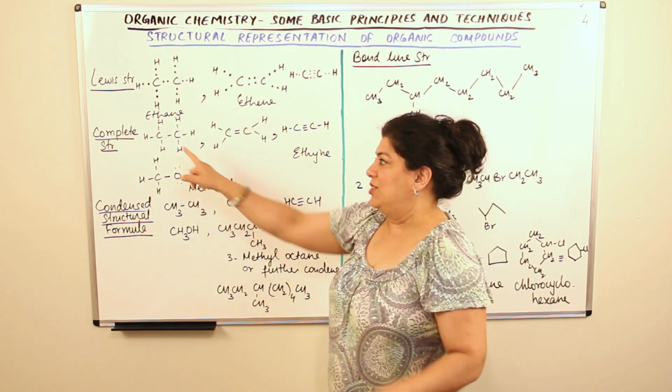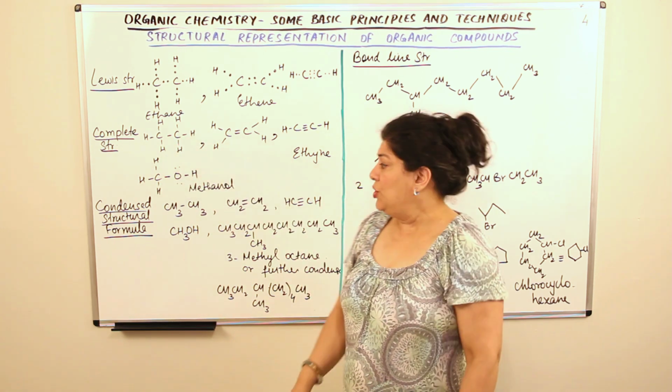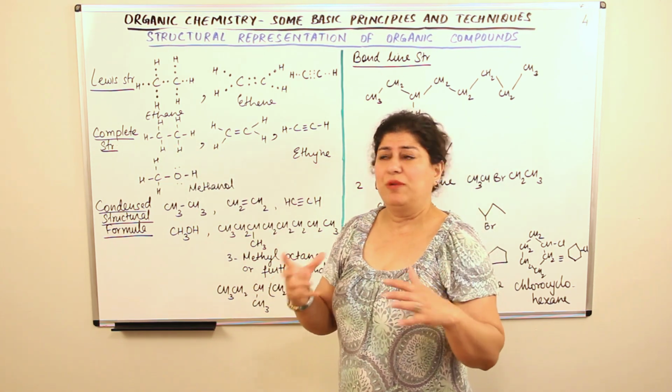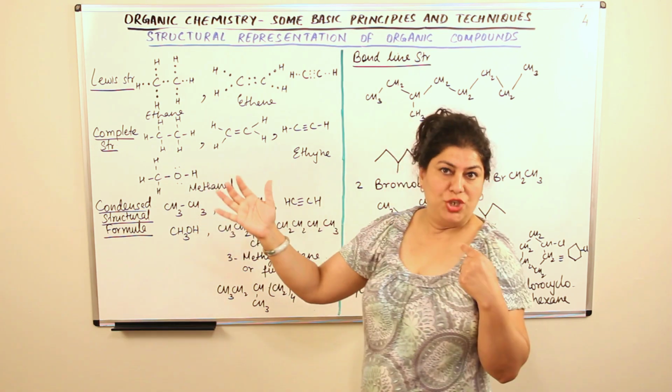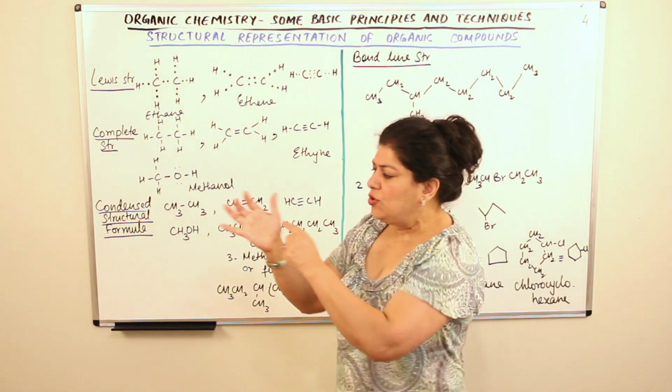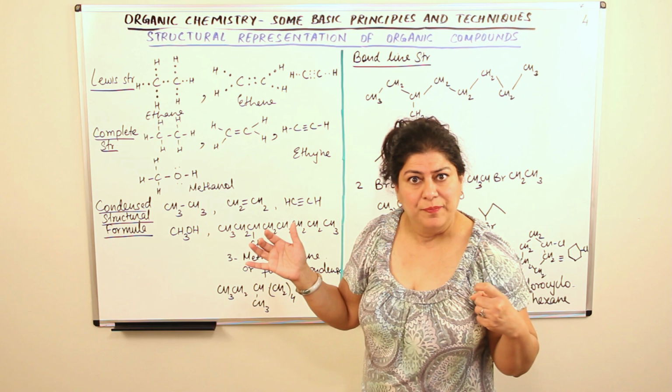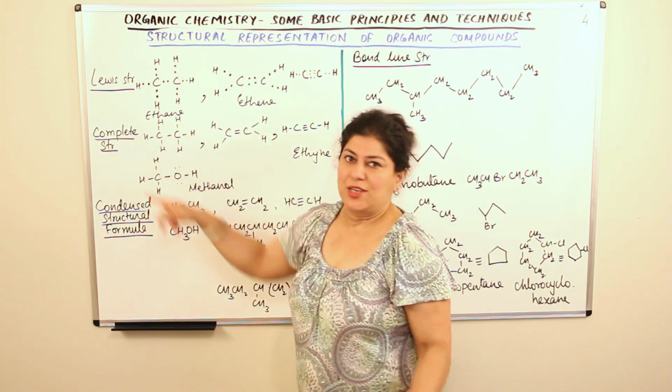You are condensing it. You're not writing every bond, because it is understood. There's a carbon chain, so every carbon is bound. So there is no need of putting a dash every time. You know that carbons are attached to hydrogens.